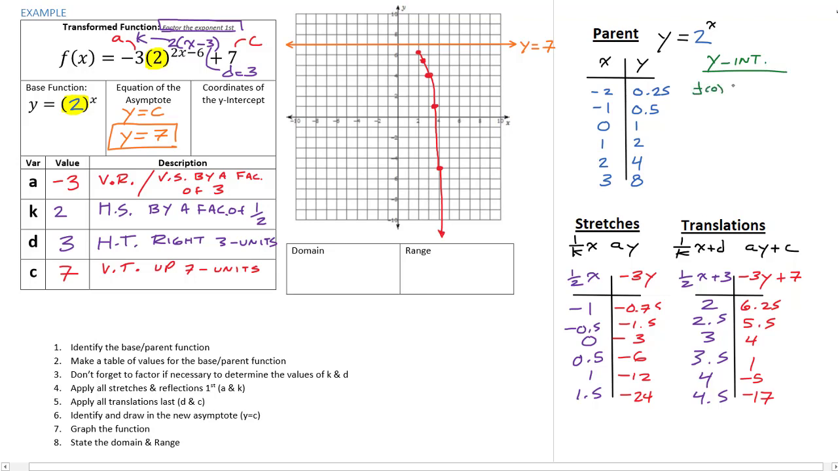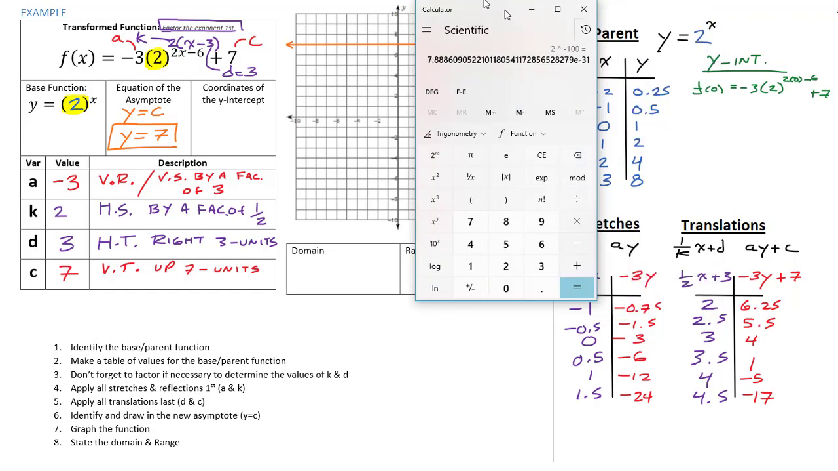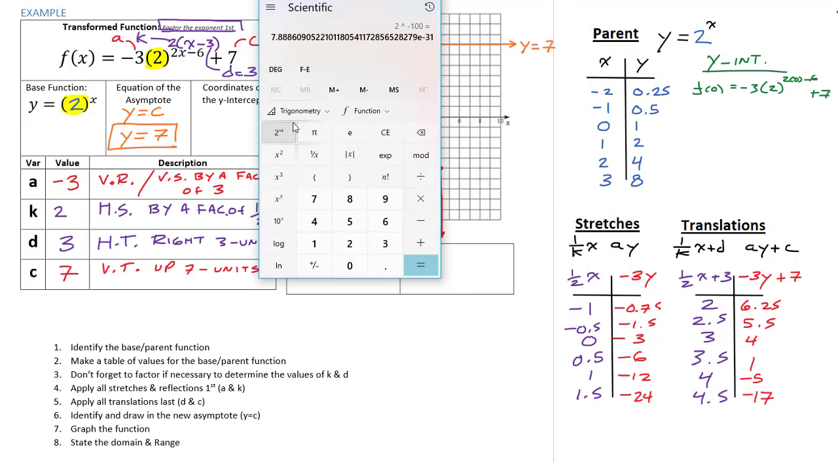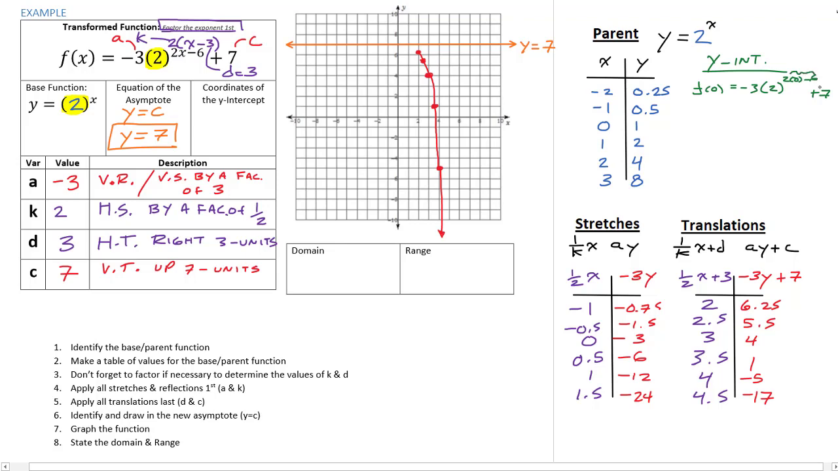So what happens when I put 0 into the function? Well, what's -3 times 2 to the 2 times 0 minus 6, plus 7. So I'm just subbing a 0 into x right there. You could pull out your calculator, and we're just going to get an ugly decimal here. Let me clear this out from before. Just looking at this, 2 times 0 is 0, minus 6. So it's really just negative 3 times 2 to the negative 6 plus 7. That's all we end up with.